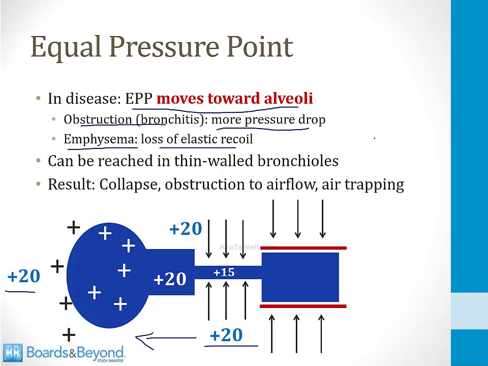So when this happens, when the equal pressure point moves towards the alveolus, it can be reached in the thin-walled bronchioles that don't have cartilage, and the result is airway collapse, obstruction to airflow, and air trapping, all of which are features of lung diseases like bronchitis and emphysema.